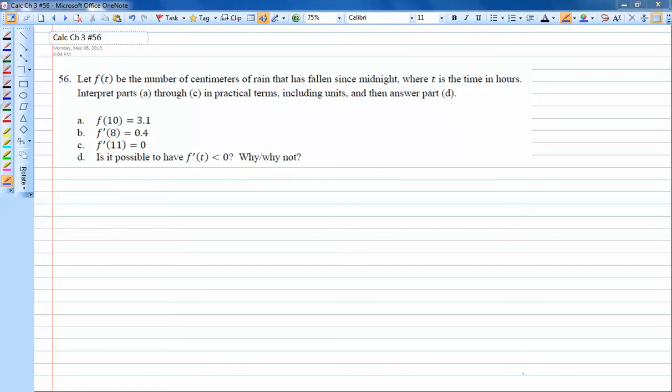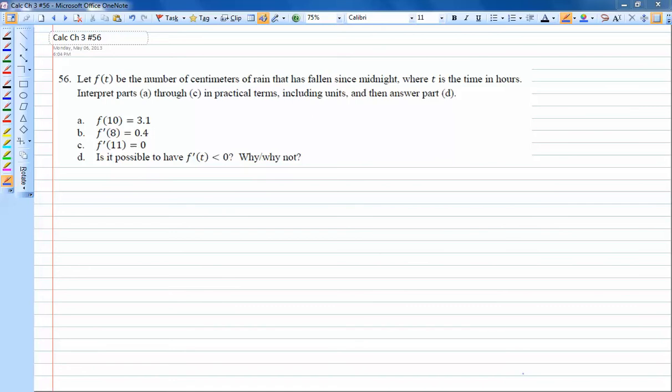Okay, so let's go over the calculus homework, chapter 3, number 56. In this one, I want to do this one just because a lot of people had trouble with this in class, thinking about what the derivative means here. So f of t is the number of centimeters of rain that's fallen since midnight, t's in hours. And then what we need to do is interpret all this stuff.